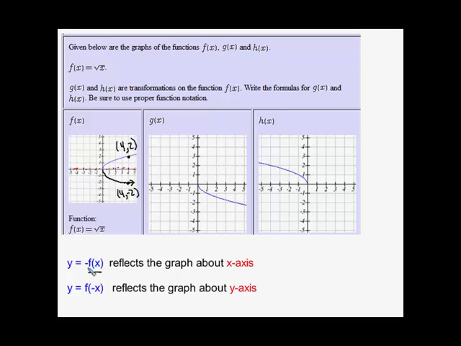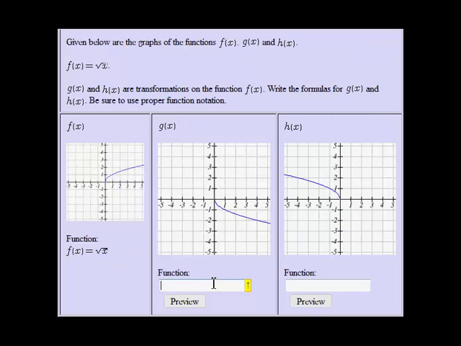Well, in terms of an equation, what that means to do is to take the equation for the parent function, which is the square root of x, and alter it in such a way that you put a negative outside the function, so that would look like this. So the equation for g of x would simply be negative square root of x. Because I'm typing this into the computer using function notation, that would look like g of x equals negative, and you can get the square root by typing sqrt of x.